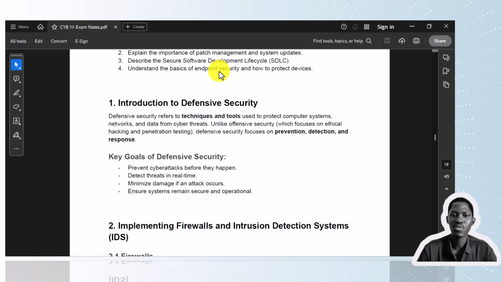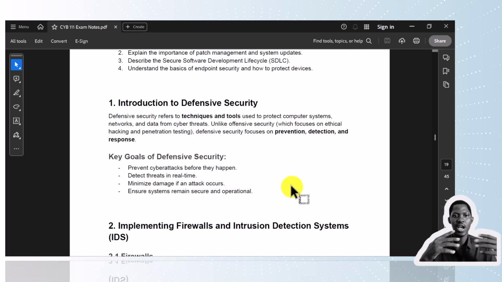Now, key goals of defensive security. Prevent cyber attacks before they happen. That's one goal of defensive security. You are defending, trying to prevent something from happening. Detect, you can see prevention, detection, and response in the key goals, and how these are coming together. Detect threats in real time, as they are happening. Then minimize damage if an attack occurs. And then ensure systems remain secure and operational.